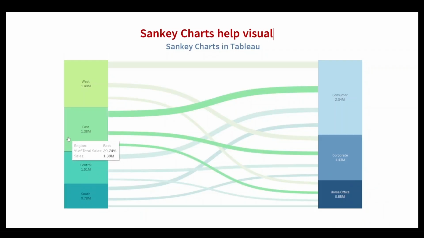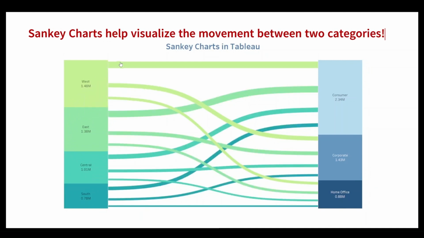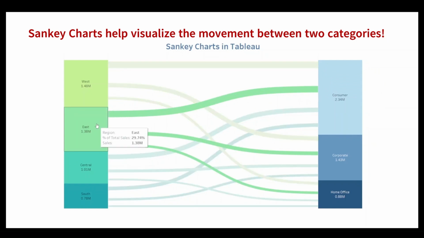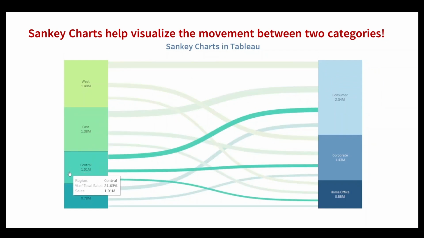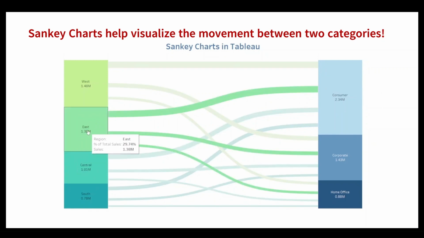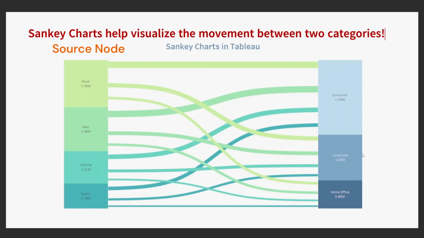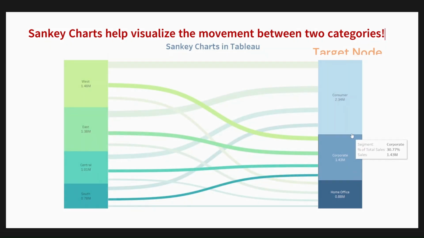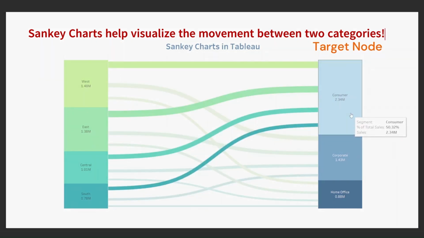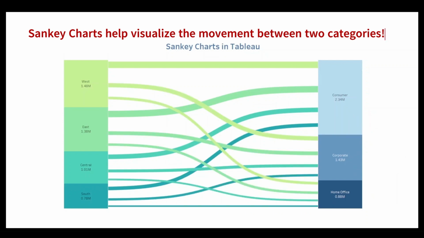Sankey diagram is used to visualize the flow of values between two or more categories. Each category is represented by a node and the connecting paths show the volume or movement between them. The node where the flow originates is the source node and where the flow ends is the target node. The source and target nodes are often represented as rectangles or circles.